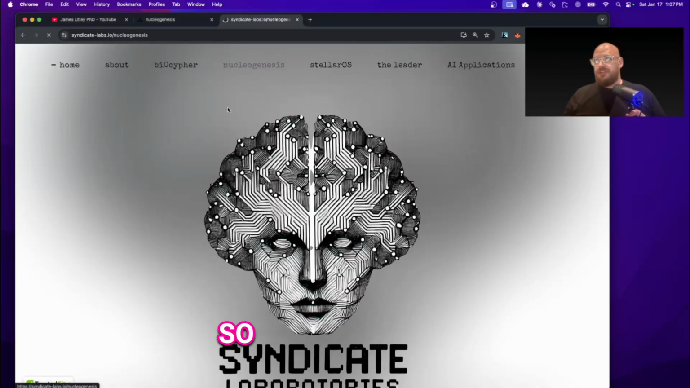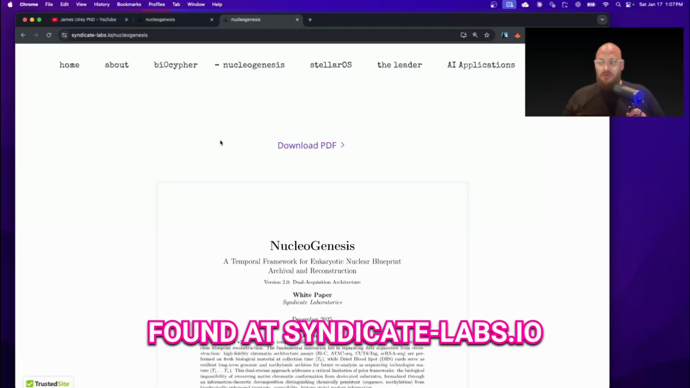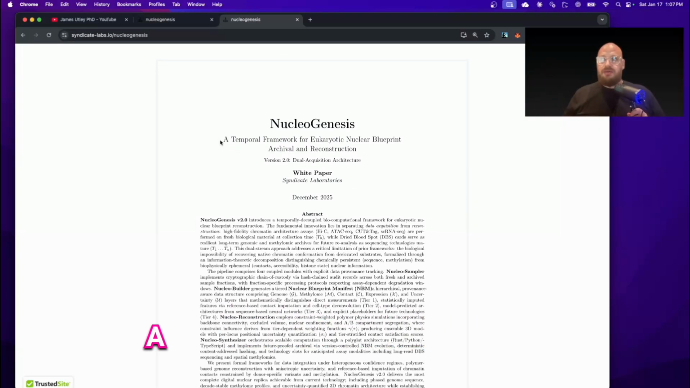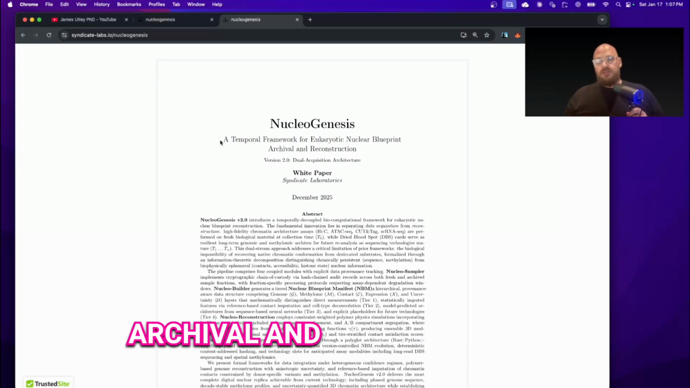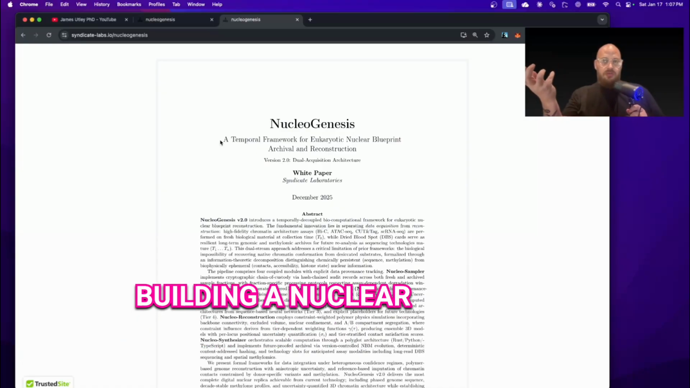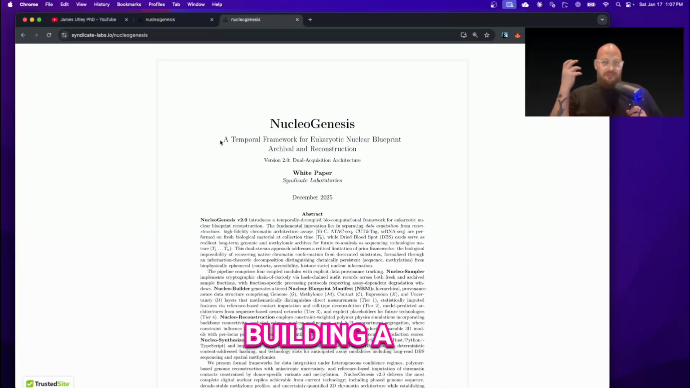All right, so NucleoGenesis, found at syndicate-labs.io, is, again, a temporal framework for eukaryotic nuclear blueprint archival and reconstruction. Two fractions. Building a nuclear blueprint manifest, that's what we're trying to do. Building a file of nuclear, meaning nucleus of a cell, information.